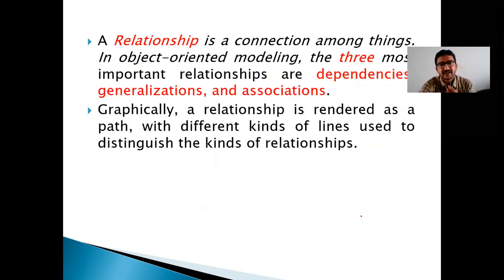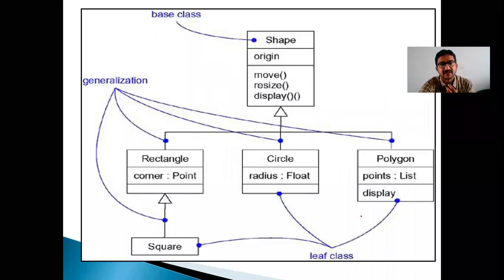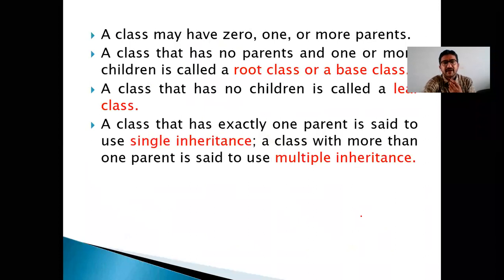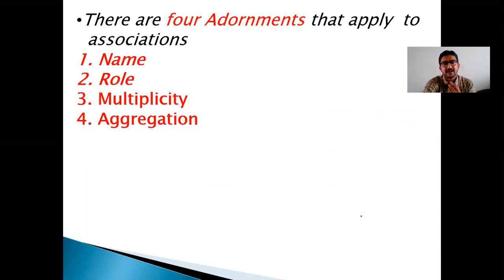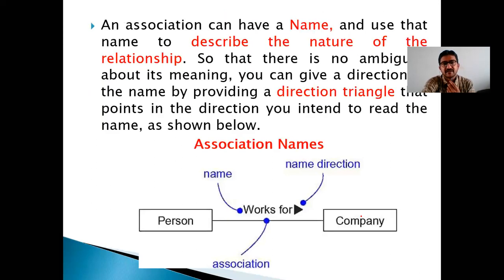Now with the help of these three dependencies, let me talk about the examples. By reading the concepts, you can easily understand what they actually are. But make sure how we are going to apply them in the different diagrammatic representations, that is very important. In association, we have four adornments: name, role, multiplicity, aggregation. Already we had discussed that when you want to give any name, we can specify the name and also the direction.